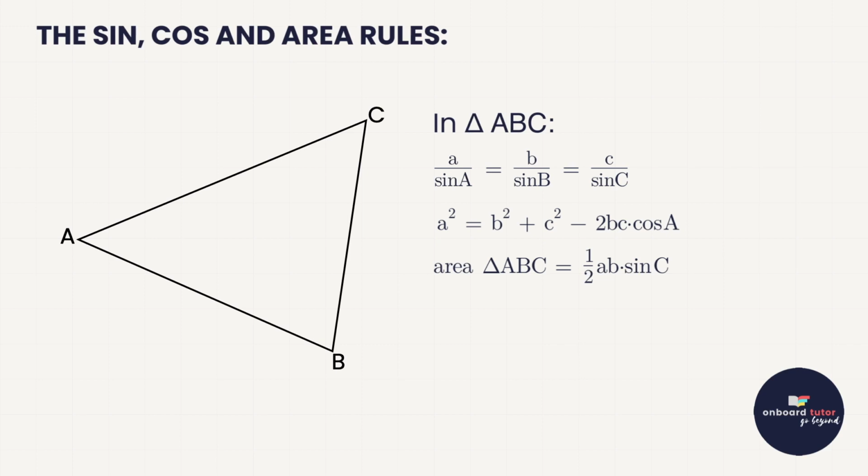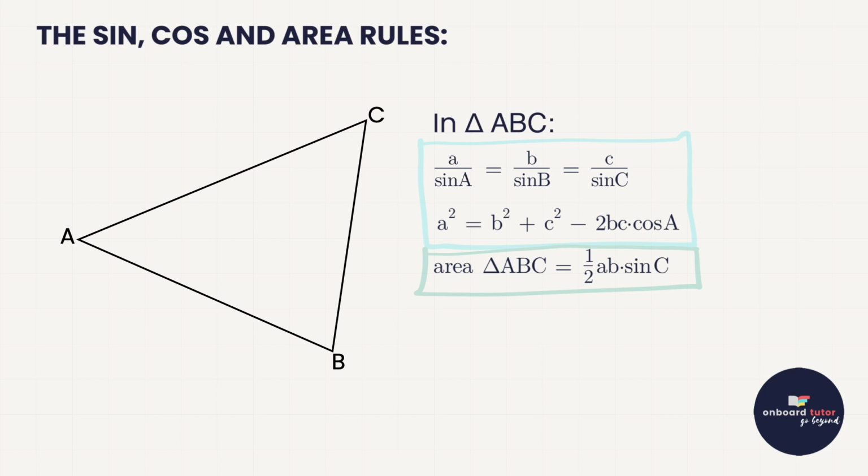Okay, I like to divide them into 2 groups. So the sine rule and the cos rule can go together, and then the area rule is a bit of a separate thing. Because the sine and the cos rule, we use those to work out unknown sides and unknown angles. But the area rule is just used to work out the area of a triangle. So that's what I tell my students.